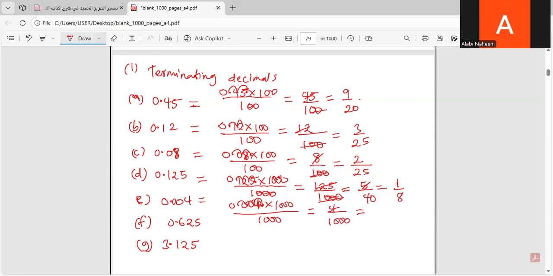So you divide 4 divided by 4, 1. 1,000 divided by 4, that's 250. You now have 1 over 250. That's just in the lowest term, a fraction.